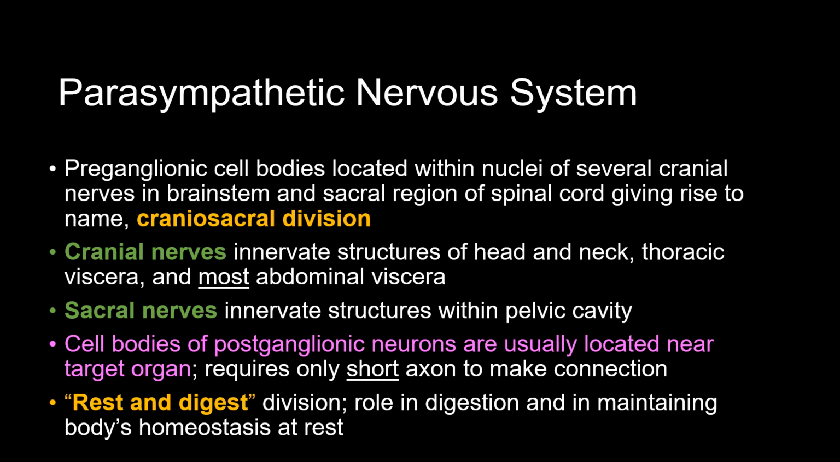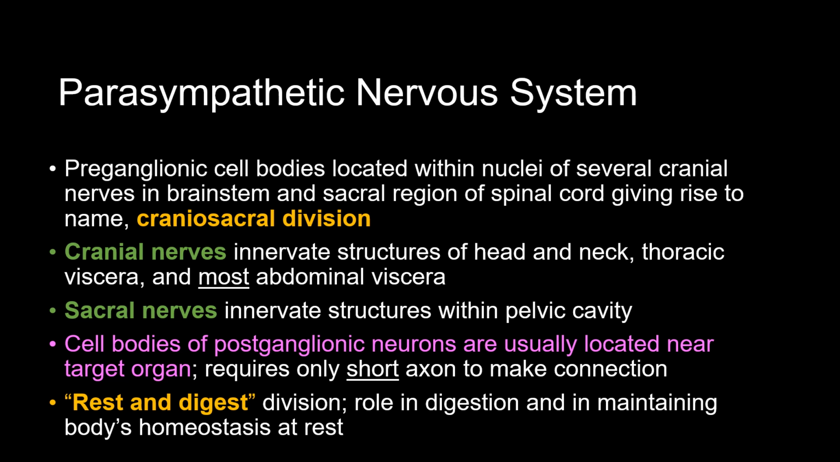division. And what you're going to find is that the cranial nerves will innervate several structures of the head and neck. They'll innervate the thoracic viscera and most of the abdominal viscera, while the sacral nerves are going to innervate structures within the pelvic cavity. And then, as with the sympathetic division, these preganglionic neurons synapse first in the parasympathetic ganglia, and then the postganglionic neurons innervate the target organs.